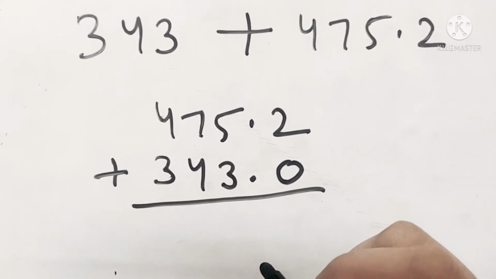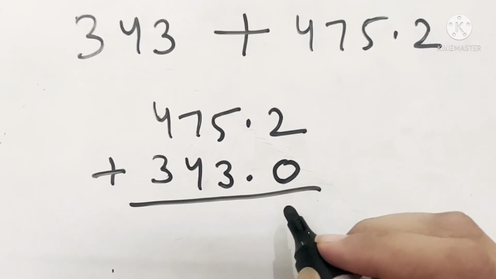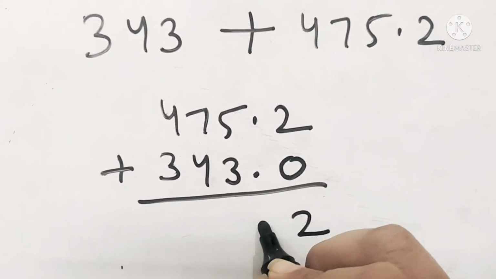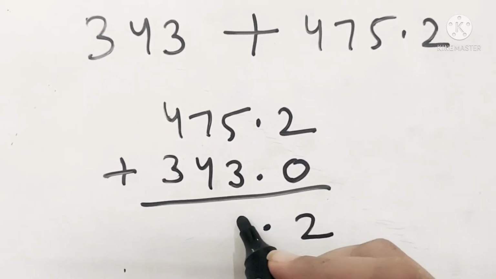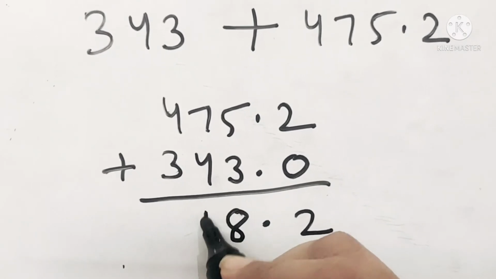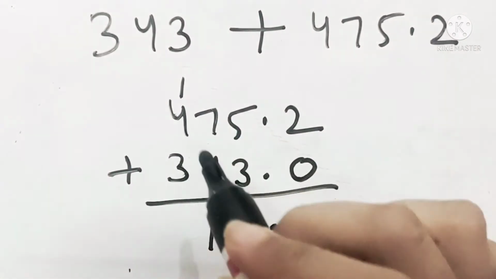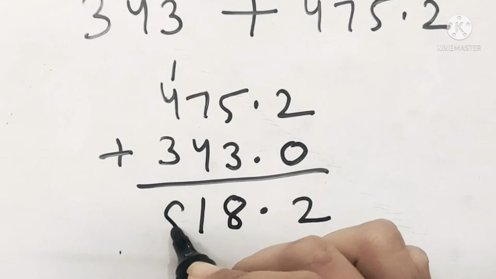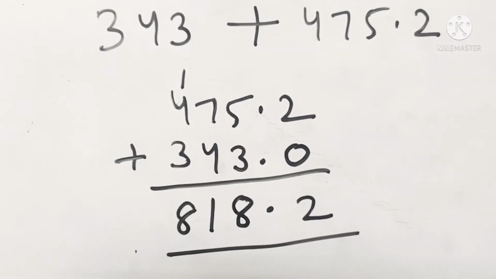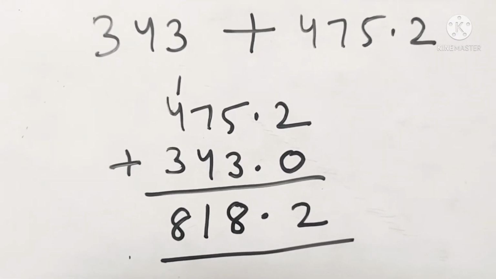I hope it is clear till now. Now we have to add it in the same way. 2 plus 0 will give me 2. Decimal will come below the decimal. 5 plus 3 will be 8. 7 plus 4 is 11. And 1 got carried. 1 plus 4 is 5 and 5 plus 3 is 8. So the final answer is 818.2.